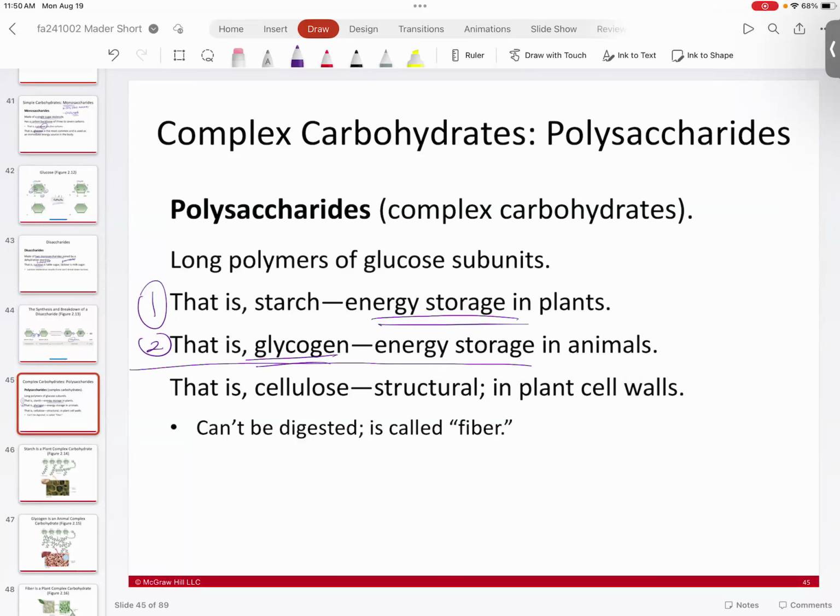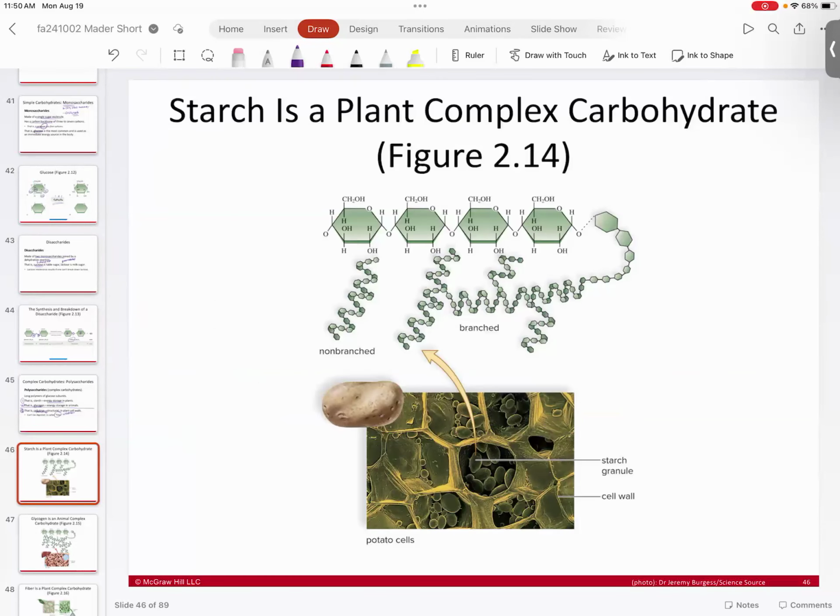Now, that's the energetic stuff. The structural stuff is cellulose in plants, in plant cell walls. When you're eating a plant, the cell wall structure is basically cellulose, and this is undigestible. These are indigestible types of carbohydrates, and we refer to this as fiber. A good example of cellulose is those fibrous strings associated with celery. Excuse me, that's what cellulose looks like, not starch.